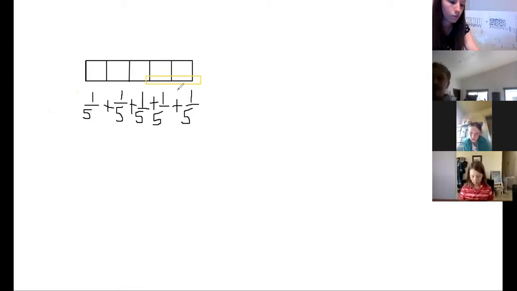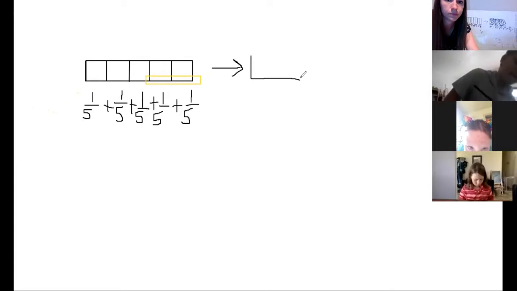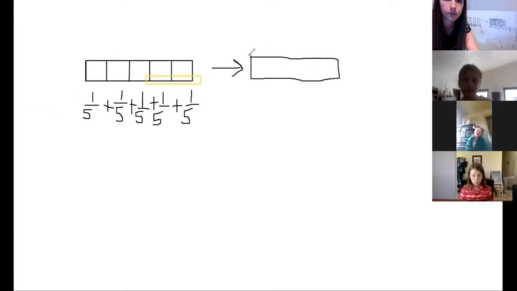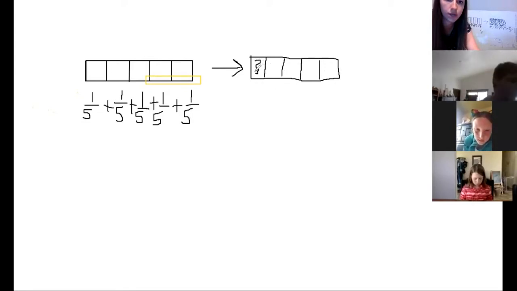And now we have to shade 4 parts. Sorry, I'm doing this quickly, so it's going to look messy. Okay, so now we're going to shade 4 of the parts. If you haven't done that yet, go ahead and shade 4 parts.